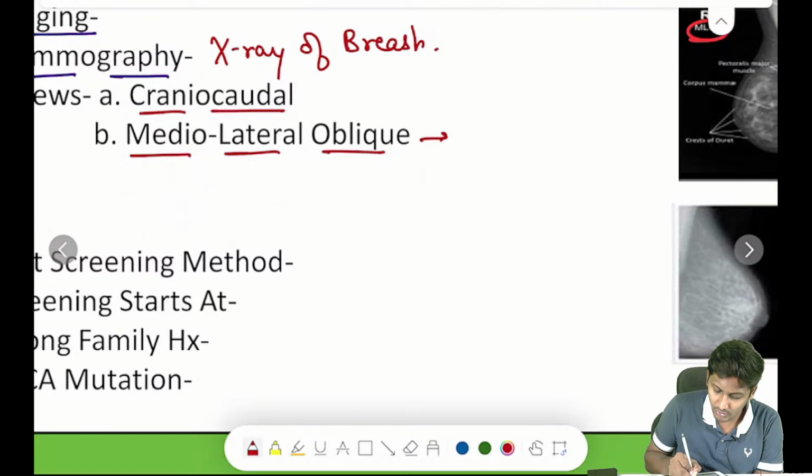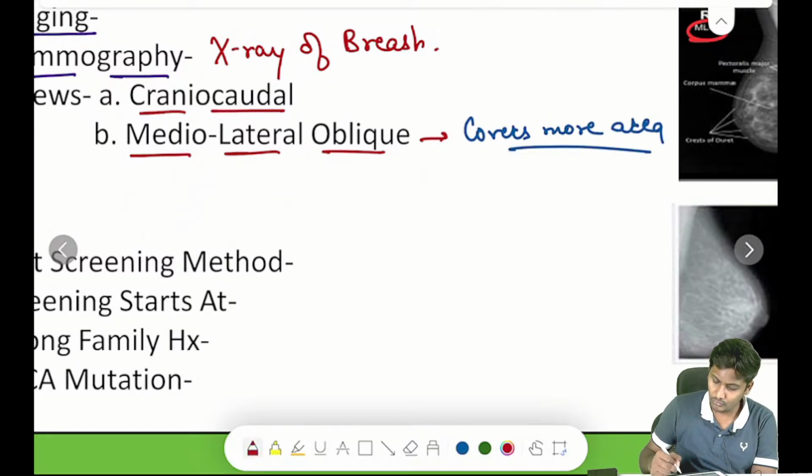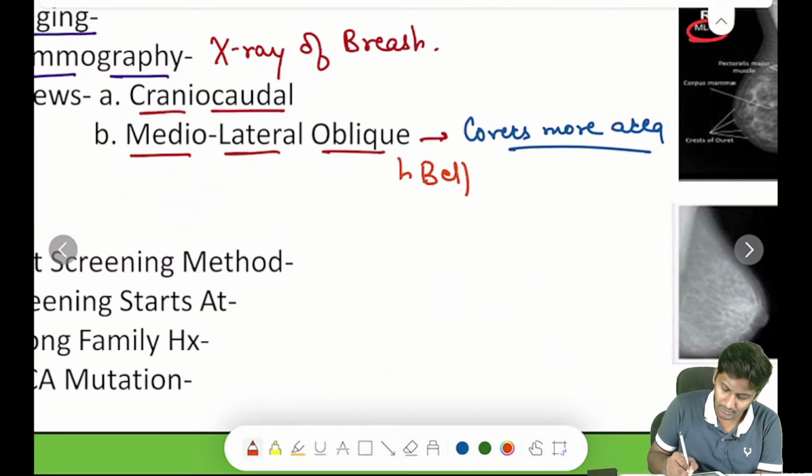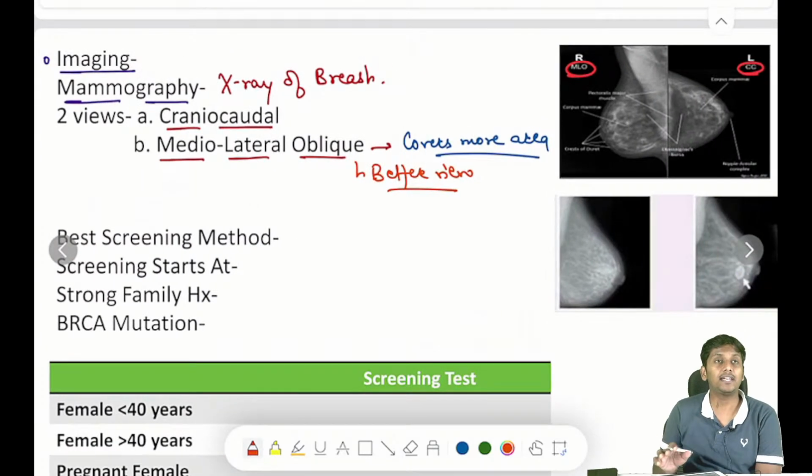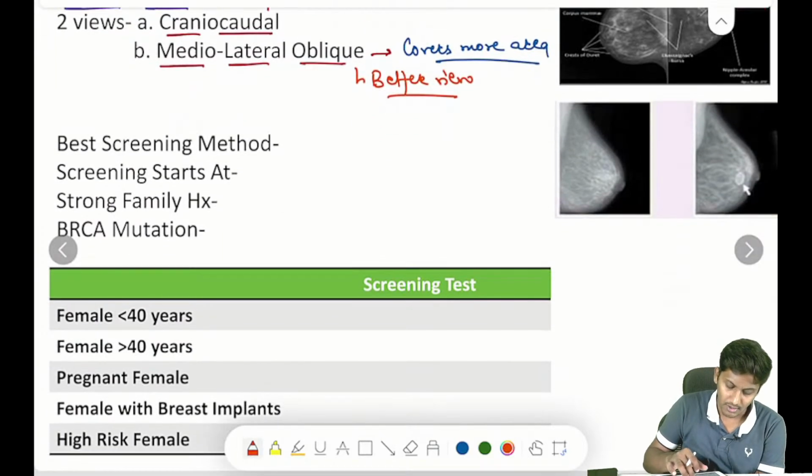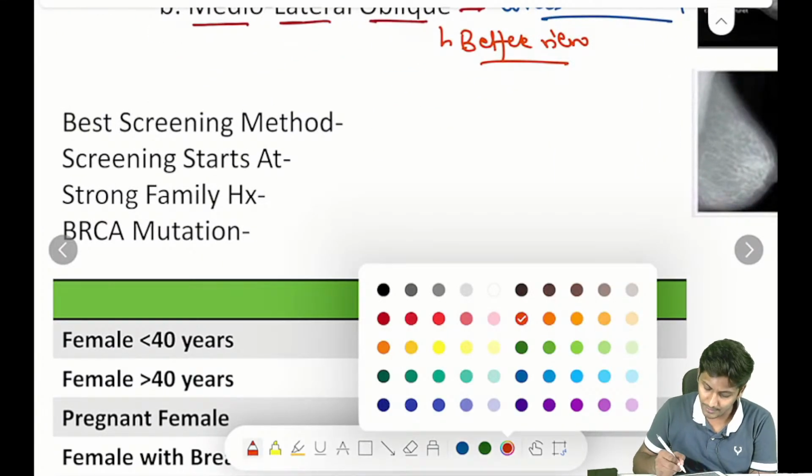ठीक है? So mediolateral oblique view, as I've told you, it covers more area. Mainly it covers the axillary breast. Okay, it covers more area, and therefore it is a slightly better view. No issues with this, anybody? That is important. Otherwise we take normally, अगर हम mammography करते, we take both the views in a patient. ठीक है? Important is if they ask you what is the best screening method.